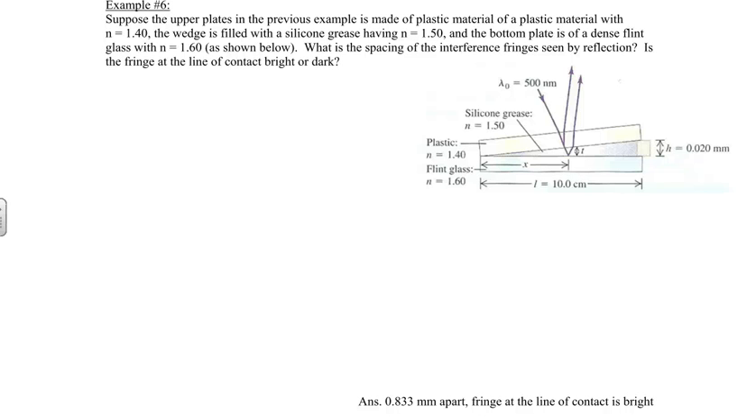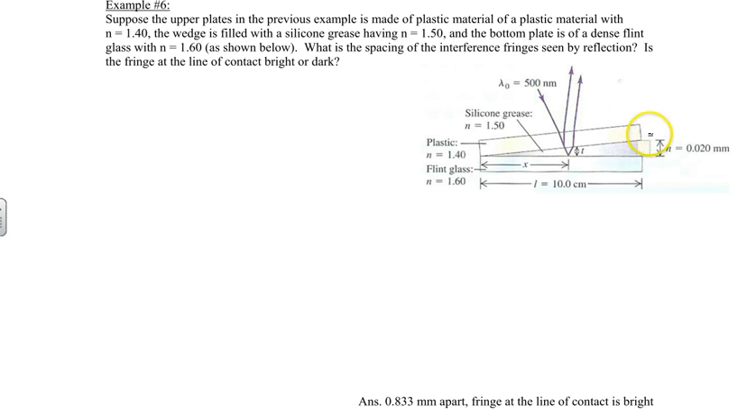Welcome to example 6. We have a problem that instead of having an air wedge, we have a grease wedge. So basically we have a plastic piece here, and then below this is a piece of flint glass, and then wedged in between here is some silicone grease.